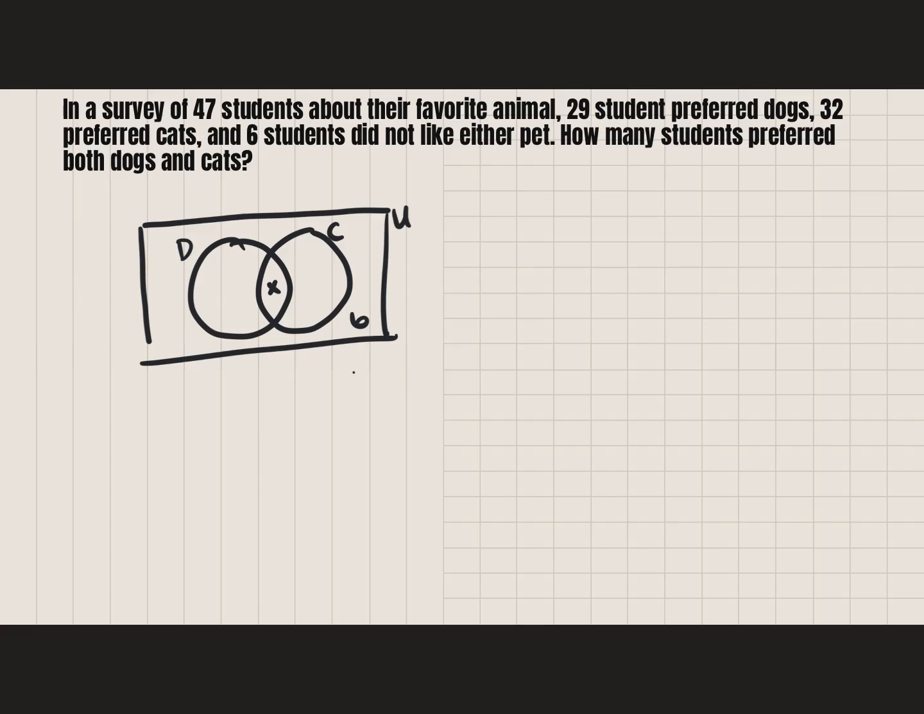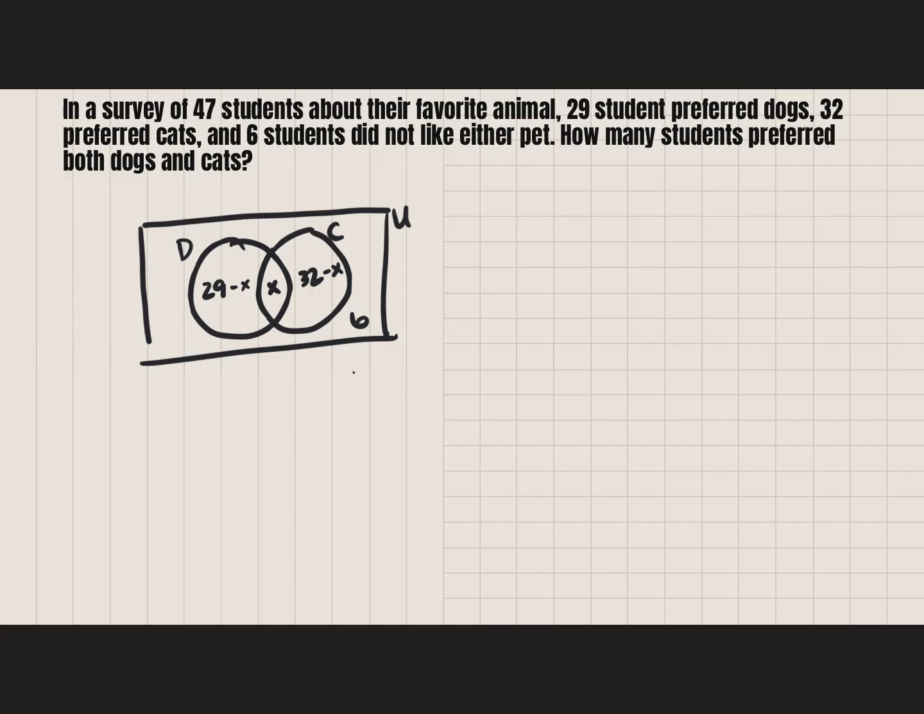Well, in that dog circle, there's going to be a total of 29 students. So I'm going to put on the left-hand side, not in the middle, 29, but it shouldn't include the people already in the middle. So I'm going to subtract out the X that I don't know. Same thing on the right side. There should be 32 people that prefer cats total in that circle on the right-hand side. Well, some of them are already in the middle, so the rest must go on the right-hand side exclusively, 32 minus however many fall in the middle. And there's my full sample space, okay?